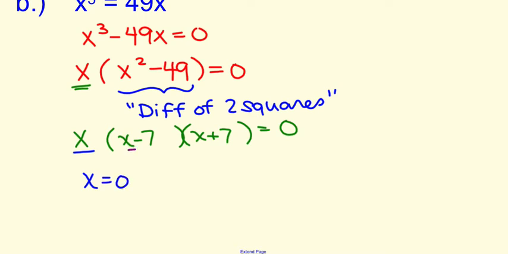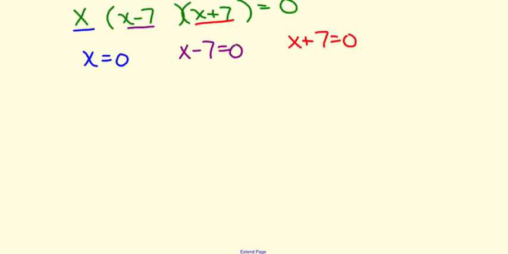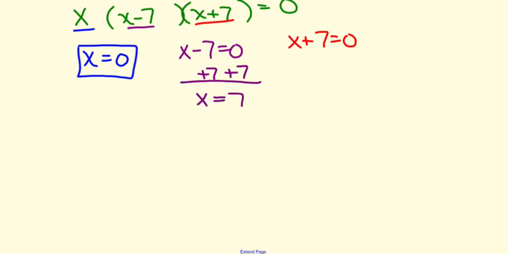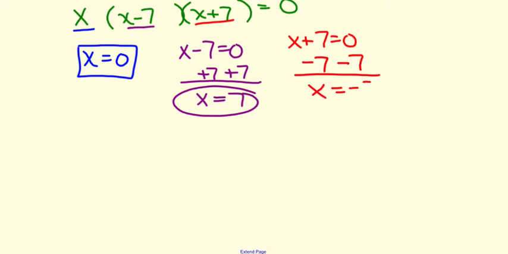The next factor is x minus 7. Set that equal to 0. And the last factor is x plus 7. Set that equal to 0. Now we solve for x. So the first one is solved, x equals 0. The next one, we're going to add 7 to both sides. So we have x equals 7. And then the last one, we'll subtract 7 from both sides. So x equals negative 7. So there's your three solutions.